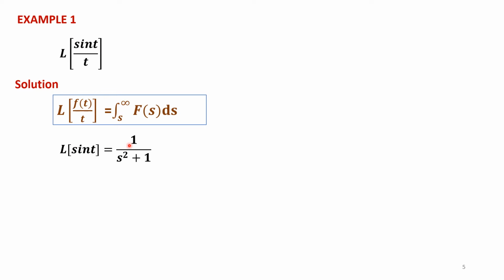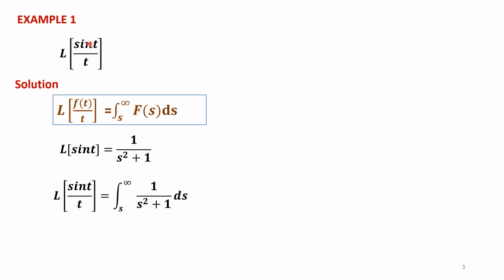So first we are calculating L of sin t. We know L of sin t is 1 upon s square plus 1. So this is the numerator part, and we have got the answer of the numerator as 1 upon s square plus 1. Now integrate that 1 upon s square plus 1 between the limits s and infinity. So for L of f of t upon t, whenever you have upon t, calculate the Laplace transform of the numerator. Whatever answer we get, that has to be integrated.